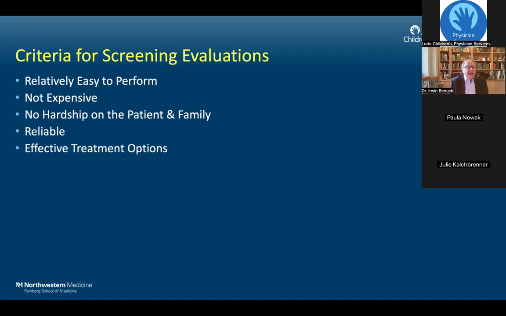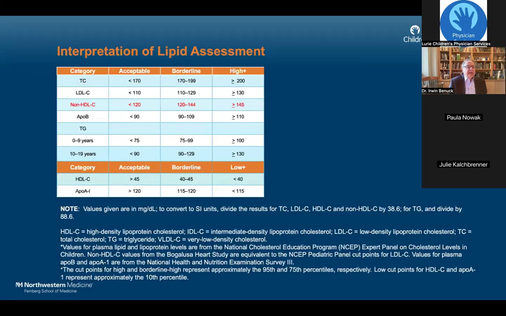So when we decided to do universal screening in children, we had to meet a certain criteria, and that criteria was that it had to be relatively easy to perform. It was not expensive. There's no hardship on the patient and family. It was reliable, and there were effective treatment options.